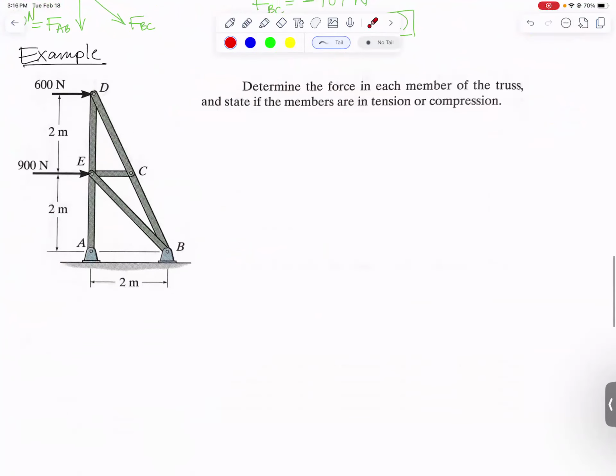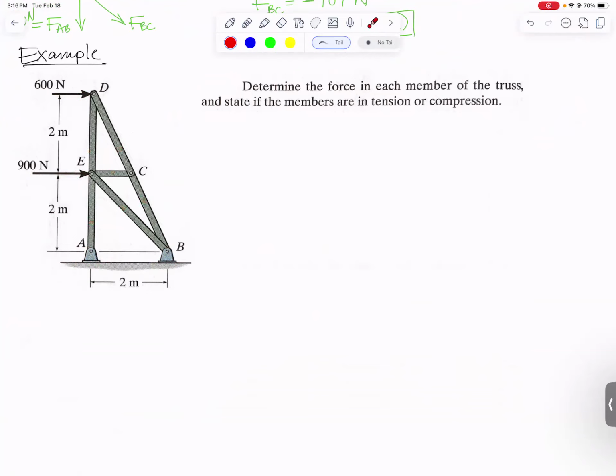This one has a lot more members and we need a lot more diagrams to solve it. This one is pinned at A and pinned at B. That's kind of new. We've never had 2 pins together. We'll have to see what that means in a minute. And it's got 2 forces acting on it. And it looks like altogether I've got 1, 2, 3, 4, 5, 6 members to solve for.